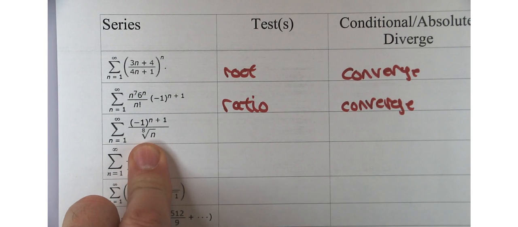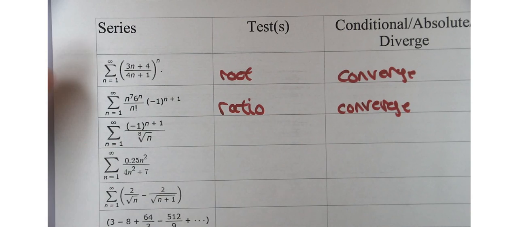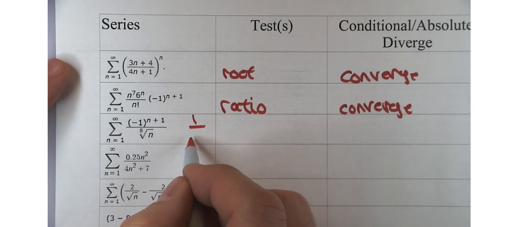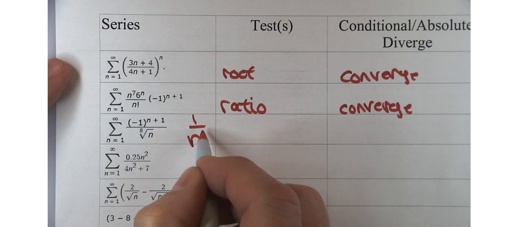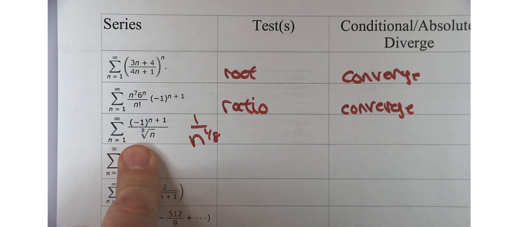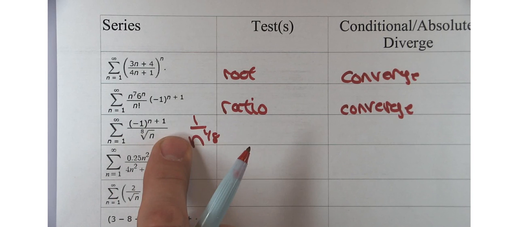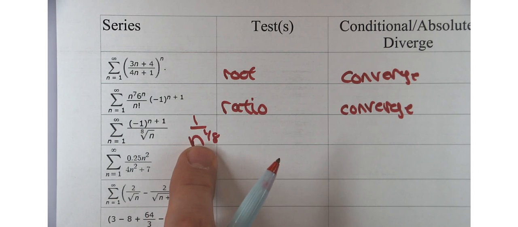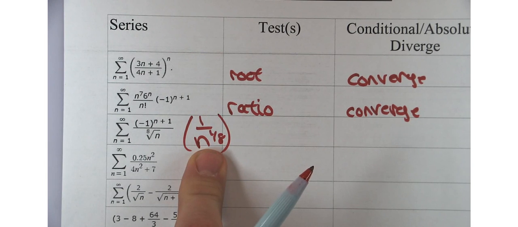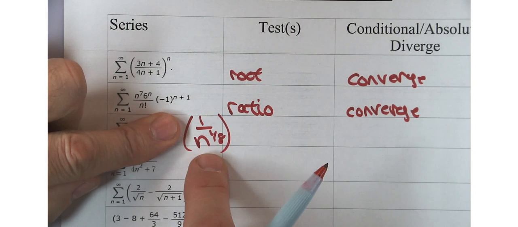How about this one? Now, if I didn't have this alternating, it'd just be something of the form 1 over n to the 1/8 power. By itself, what would you expect about this? Is that going to converge or diverge? Diverge. It's a p-series. But because this alternates, well, let's see. What happens to this term as n goes to infinity? What happens to this complete ratio? That ratio as n goes to infinity, Marlon, where's this going to go? It's going to go to 0.